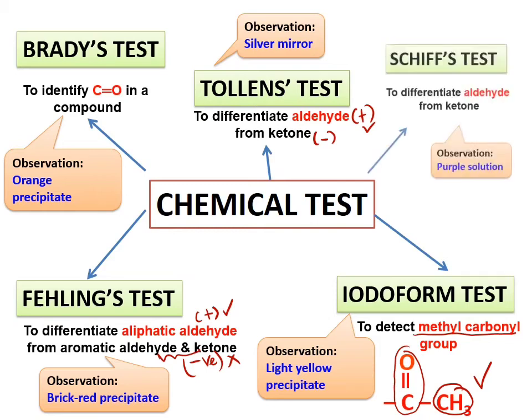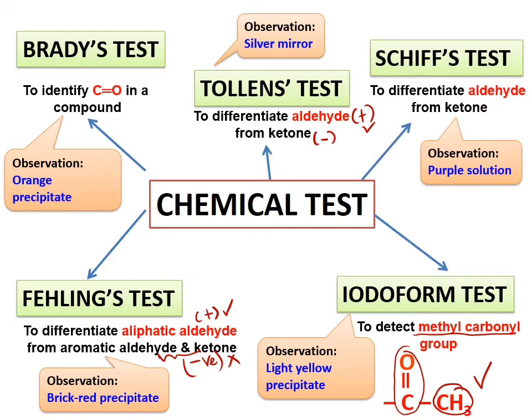Okay, the last one we have is the Schiff test, used to differentiate aldehyde from ketone. The function of the Schiff test is actually the same as the Tollens test, but we will not use the Schiff test in the exam because it has no specific equation that you can use. The observation is a purple solution. So do not use the Schiff test in the exam, because there is no specific equation.